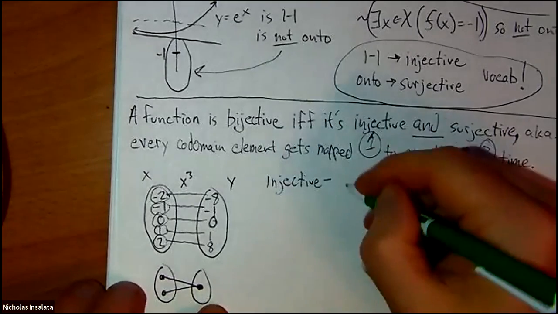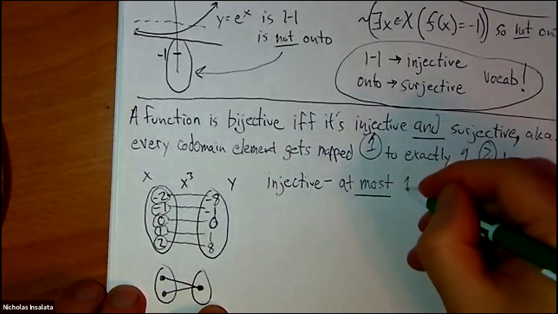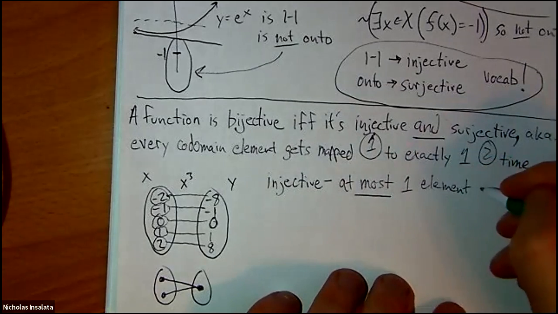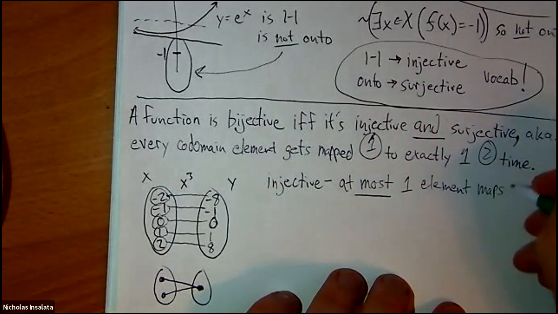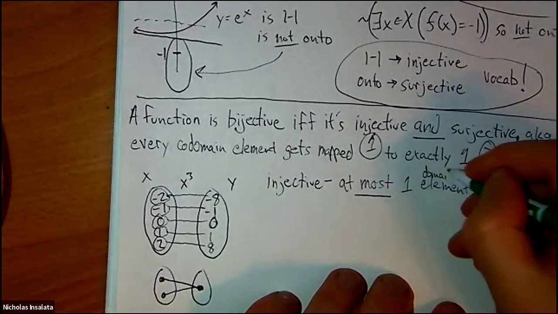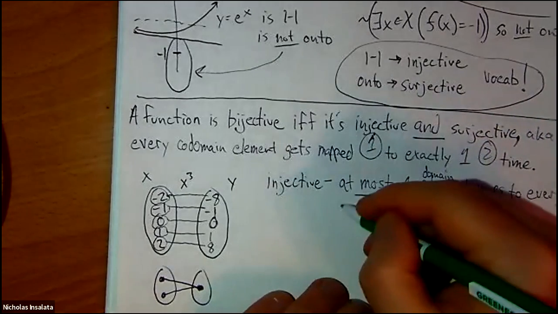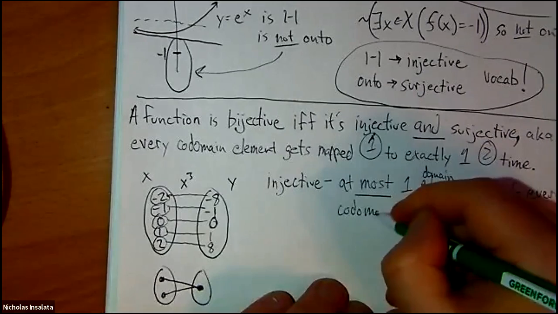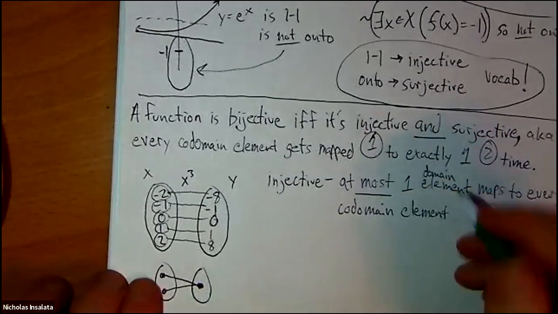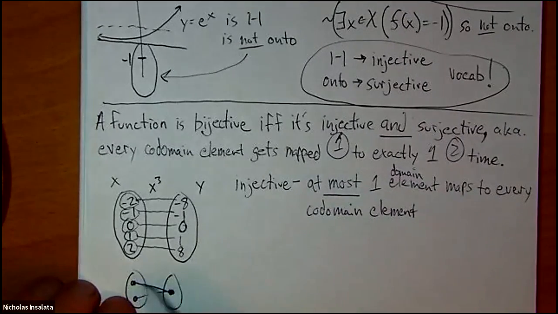So injective is saying at most 1 element maps to a domain element, I guess. Domain maps to every codomain element. Right? Because we can't have more than 1. We can't have this situation. So at most 1 domain element maps across.